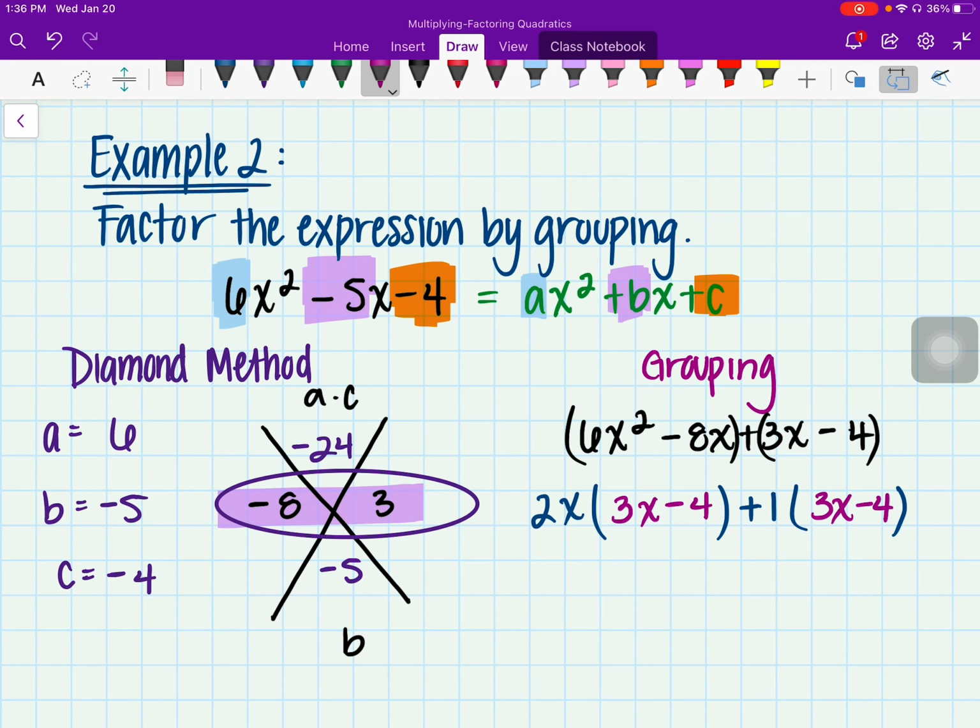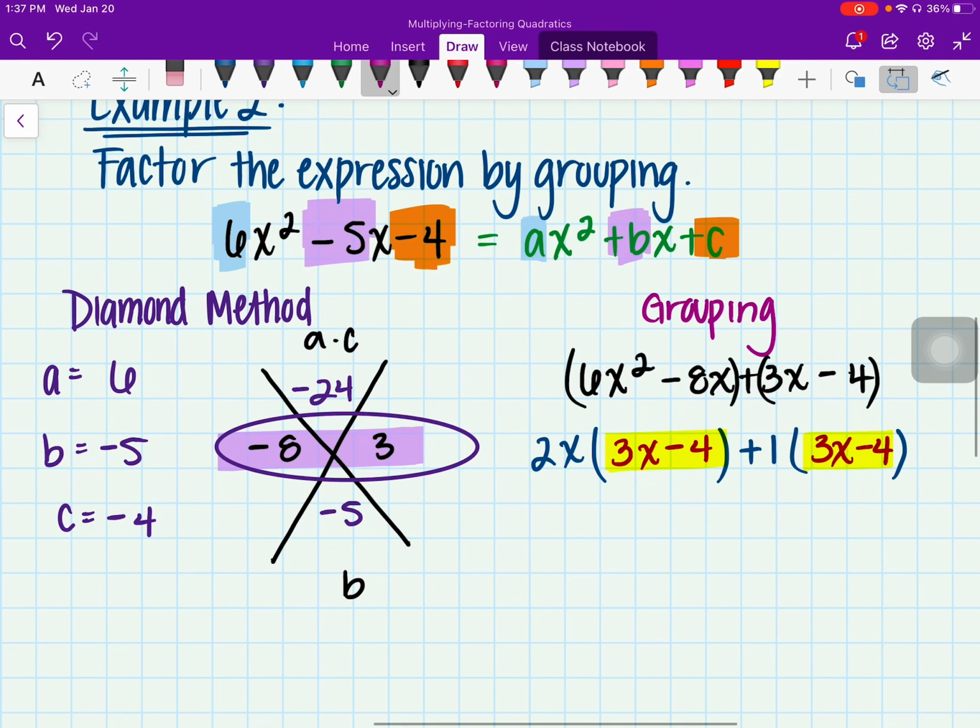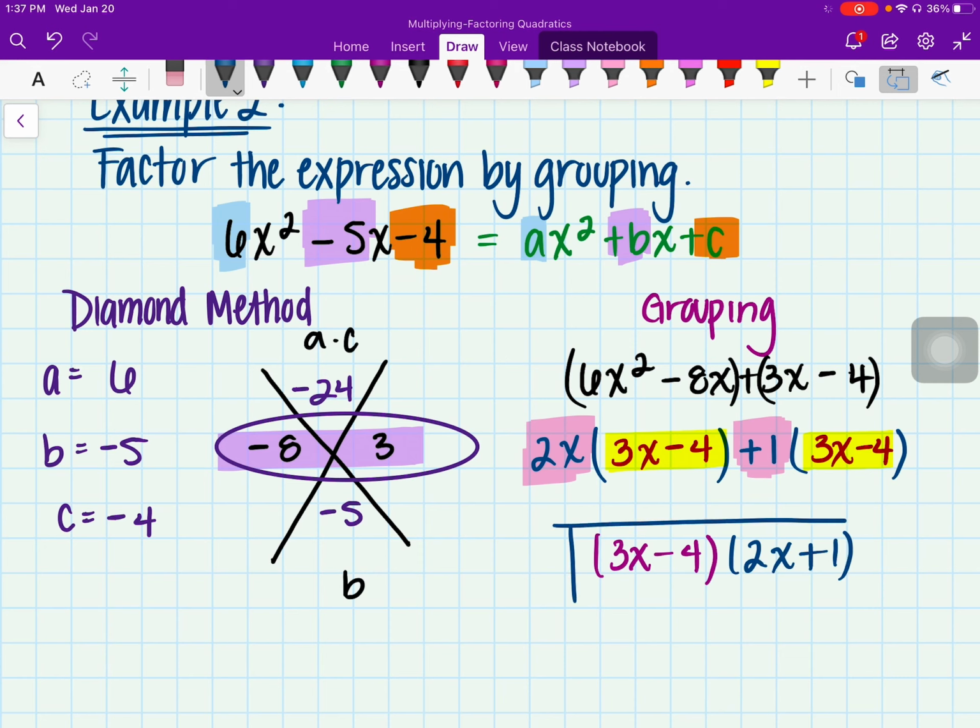Okay? So from here, we're on to our final step, which is writing the product of the two binomials. If you take a look, we have the 3x minus 4 and the 3x minus 4 being repeated. So that's going to be one of the factors. We're going to factor it out. So we have 3x minus 4 as one of the factors, and our second binomial is the factors we took out in the beginning from each of the groups. That would be 2x plus 1. And this here is our final answer.